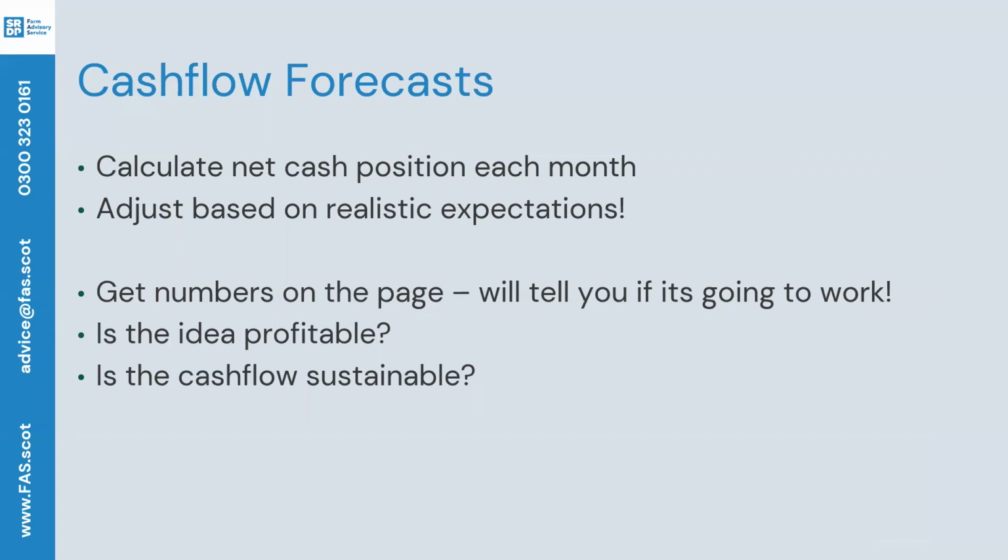So when you're creating your cash flow, calculate the net cash position each month and adjust it based on realistic expectations. If you create a 12-month forecast and it shows that at the start of the year you had £20,000 and at the end of the year you've ended up with £150,000 and you're on a farm with 60 or 70 suckler cows, unless you're dispersing off your herd, it's probably the case that you've missed some expenditure in there.